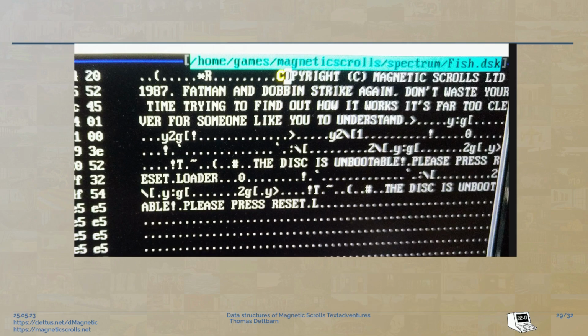So when I was working with the Spectrum releases of the game, this is what I found. I opened up the disk file with the hex editor, and I saw Fatman and Dobbin strike again. Don't waste your time trying to find out how it works. It's far too clever for someone like you to understand. Okay, so of course I was able to understand it after a while.